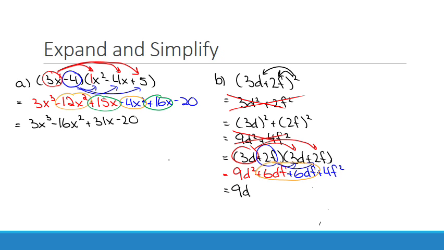So I write my first term out, which has no like terms with d squared, so I just leave it unchanged. Once again, 6 and 6 is 12 of whatever we're dealing with. It happens to be df's this time. And then there were no f squareds. All right, so those are two different looking examples.